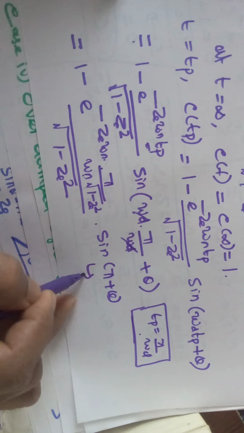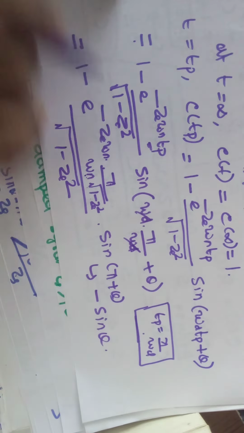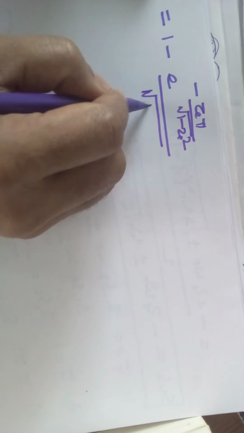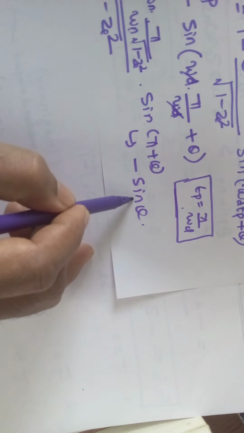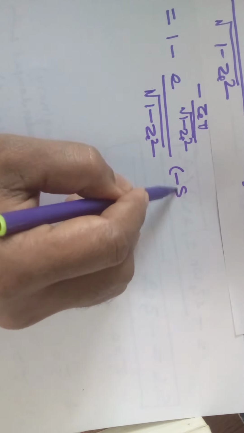So sin of pi plus theta is equal to minus sin theta. Therefore we can write this as 1 minus e power minus zeta pi divided by square root of 1 minus zeta square, the whole divided by square root of 1 minus zeta square. Understood? So sin of pi plus theta equals minus sin theta, therefore here you will get a minus sin theta.